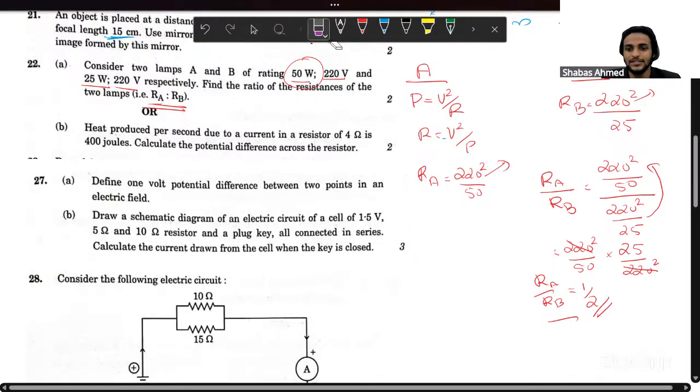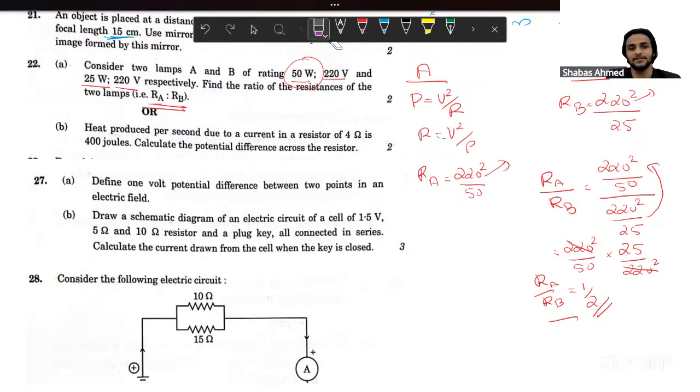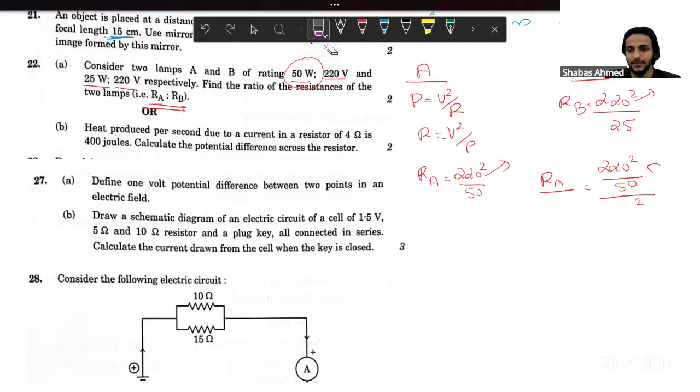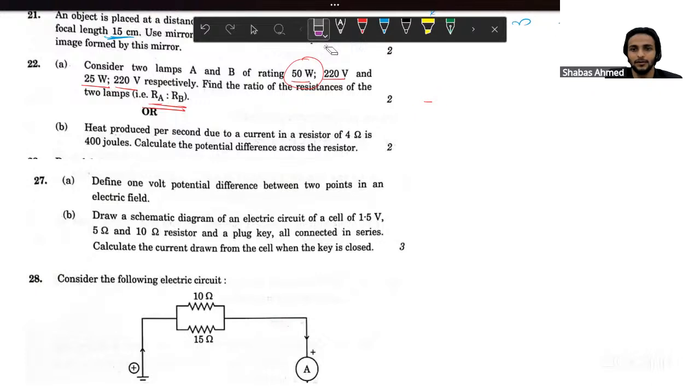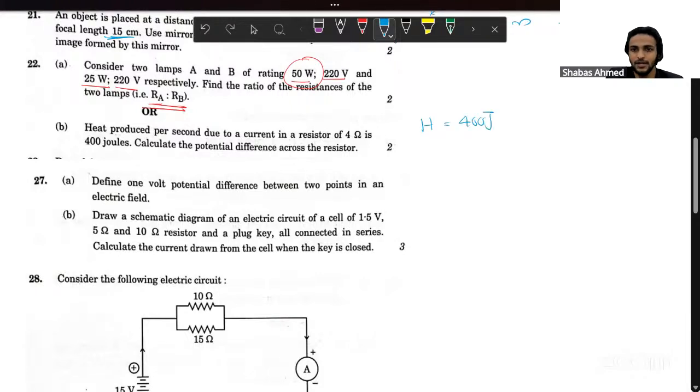Okay, the next question. The heat produced per second due to a current in a resistor of 4 ohm is 400 joules. So the heat is given, that is 400 joules. Resistance is given, that is 4 ohm. Then what is the next thing? We have to find the potential. And one more thing, the time is given, that is 1 second. We have to find the voltage.